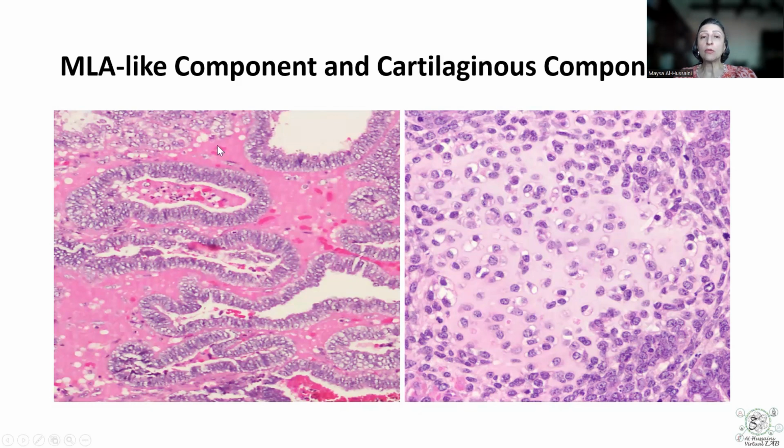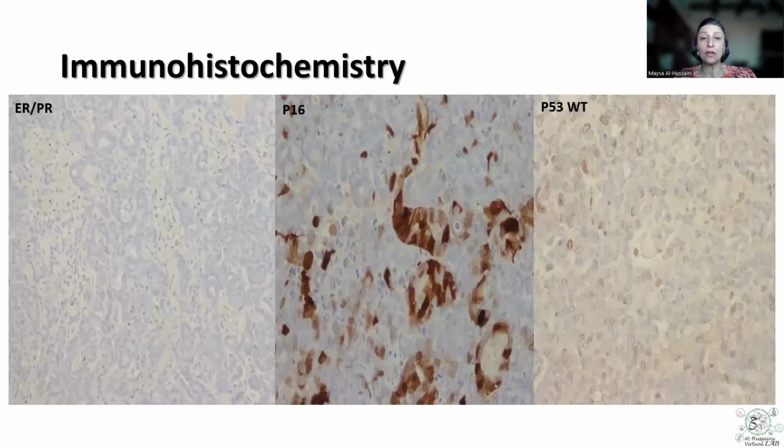So put together, the presence of carcinoma and the heterologous cartilaginous component would equal carcinosarcoma. But we need to subtype the carcinoma component that is present in this particular instance. So is it endometrioid, or is it serous carcinoma, or perhaps something else? So we start with immunohistochemistry. The tumor cells were completely negative with ER and PR, which tends to rule out endometrioid carcinoma.